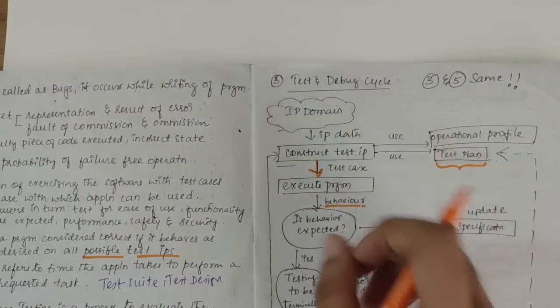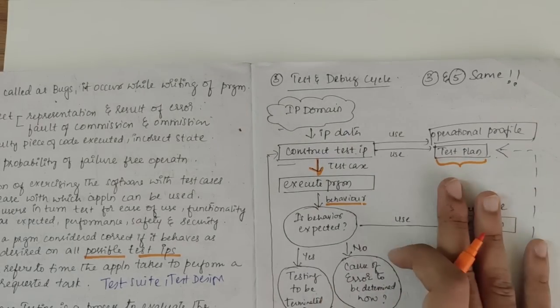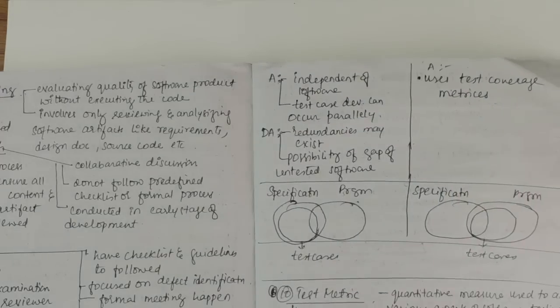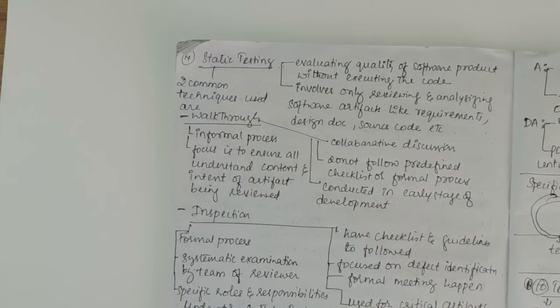Along with this, if they ask what is testing and what is debugging, explain them with an appropriate diagram. We have to draw this diagram and explain. Okay. Next, moving on further, we have the definition of static testing, what is walkthrough and inspection.